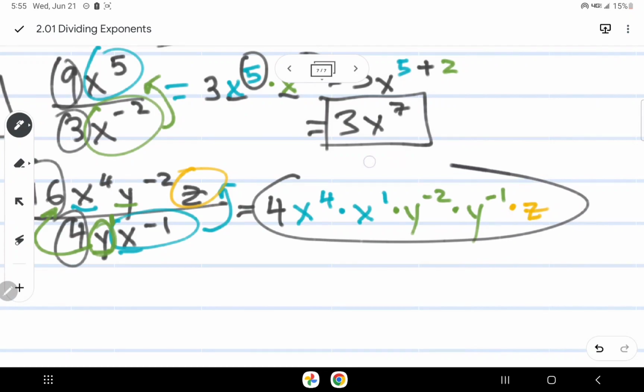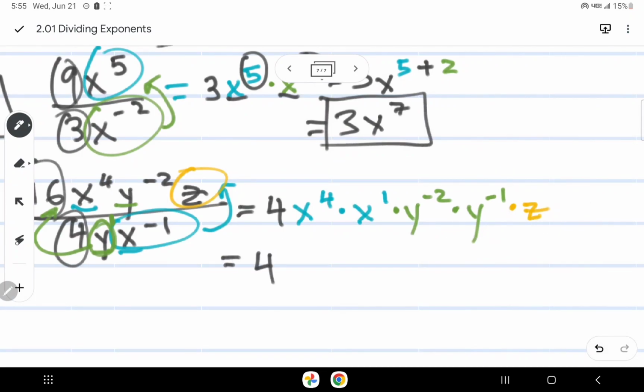Now let's try to reduce this. So there are no more numbers around here but that 4. So that is equal to 4. Next variable, x. Do we have any other x's? Yes, right here. So we'll just write that variable once, and you add their exponents. So the exponent of the first one is 4 plus 1. And those are all the x's.